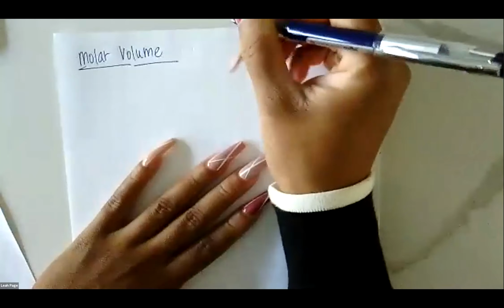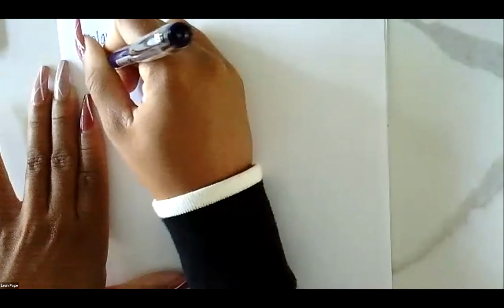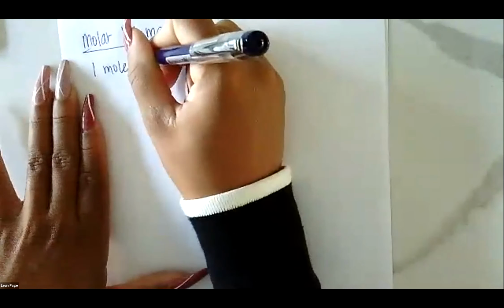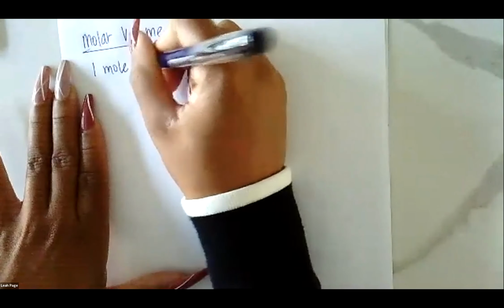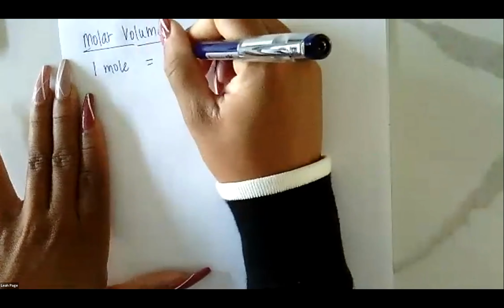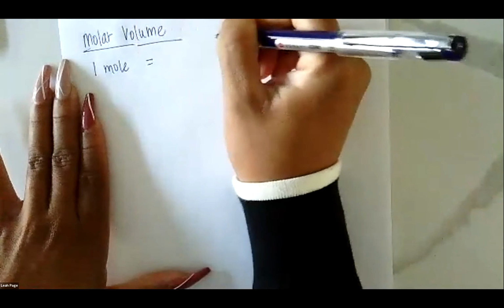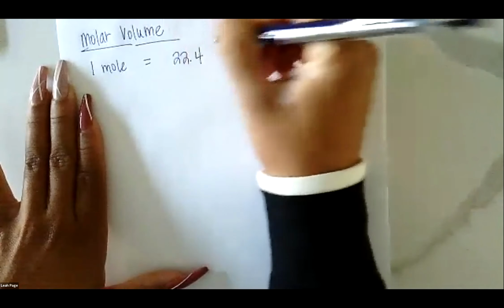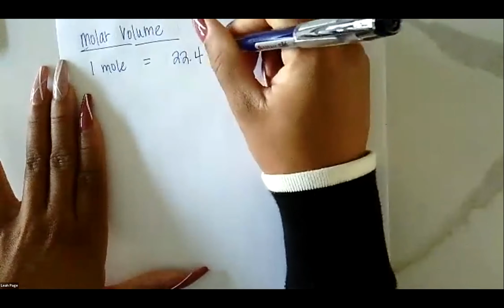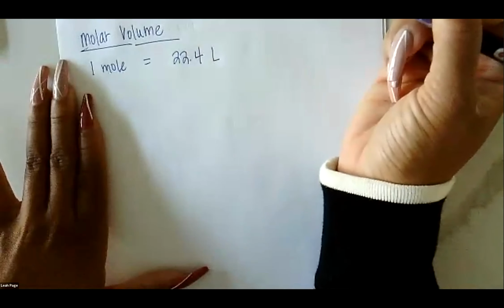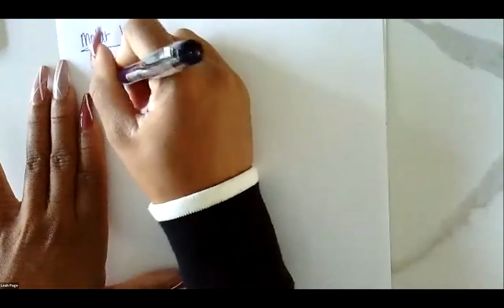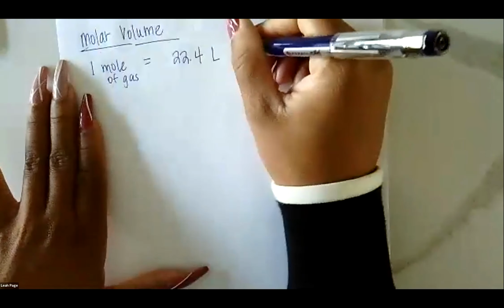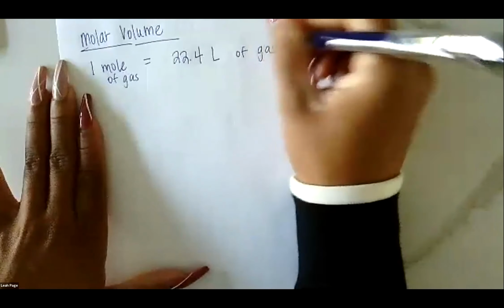Molar volume is just what it sounds like. It's the volume of 1 mole. So basically, you have 1 mole of a substance, and we say that it's equal to the volume of any gas. The volume of any gas at STP is going to be equal to 22.4 liters of that gas. So 1 mole of gas equals this many liters of gas, and it doesn't matter what gas we're talking about.